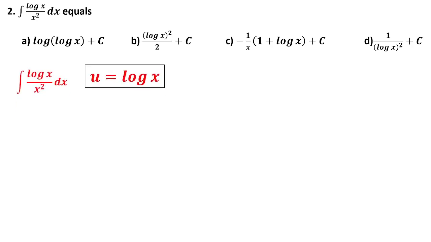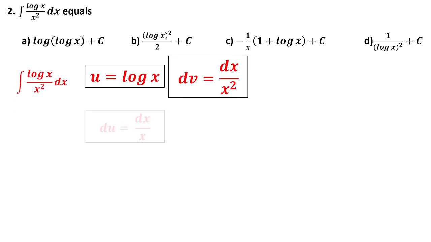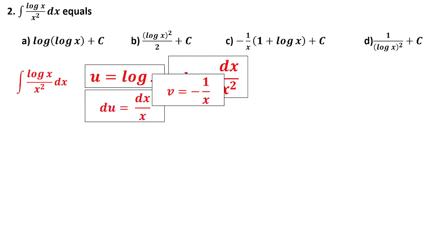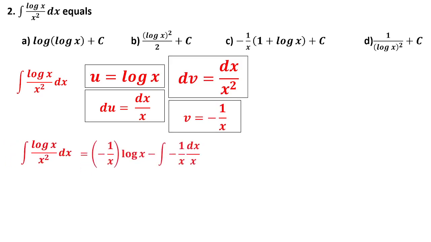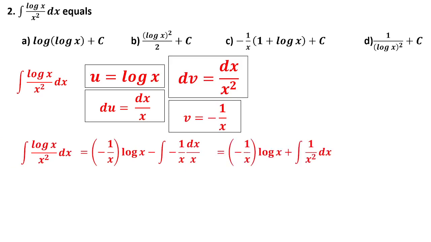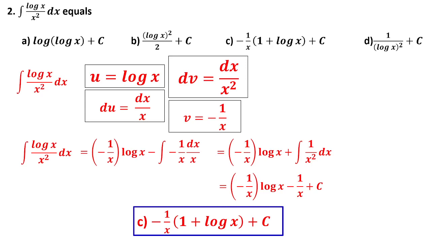Therefore let us take u as log x, dv as dx by x square, du is dx upon x, and v is minus 1 by x. Put it in uv minus integral v du form, uv minus integral v du. You will get minus 1 by x log x plus 1 by x square dx, and integration of 1 by x square is minus 1 by x. Therefore the answer, by taking minus 1 by x outside, is minus 1 by x into 1 plus log x plus c. Be careful with this problem. This problem is not a problem of substitution, it is a problem of integration by parts.